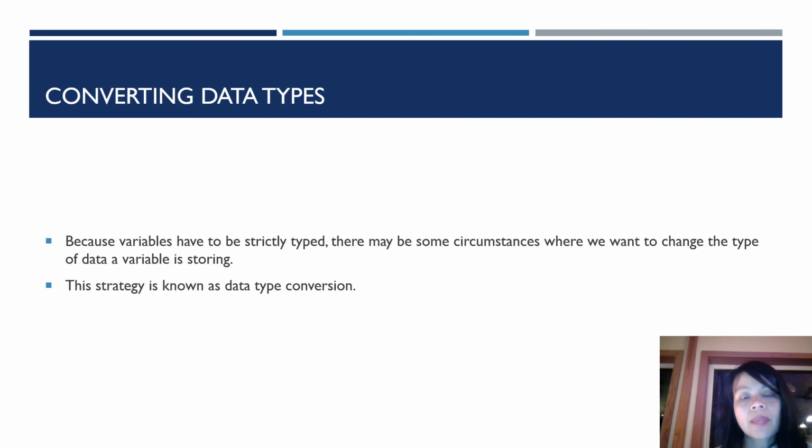Okay, next, I'd like to talk about converting data types. Because variables have to be strictly typed, there may be some circumstances where we might want to change the type of data a variable is storing. So this is called data type conversion. Sometimes you might want to change the data type. So how do we do that?